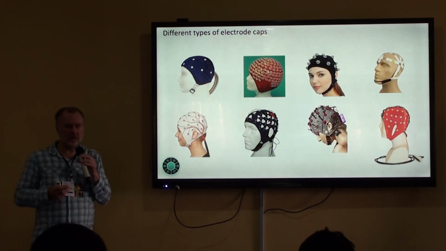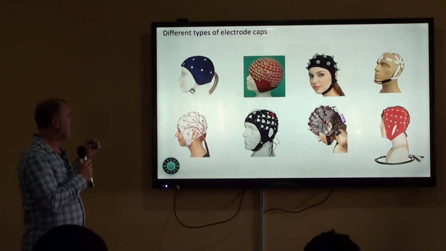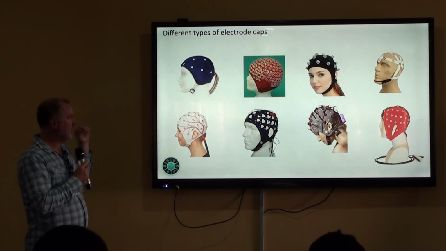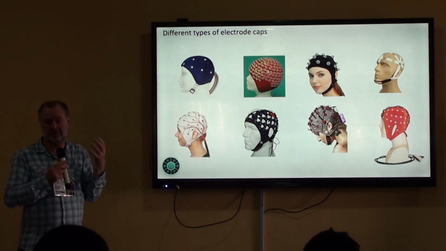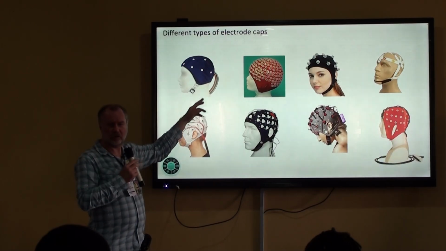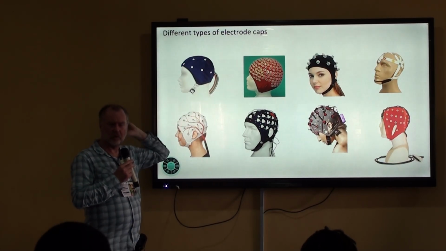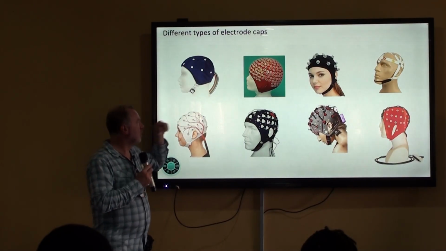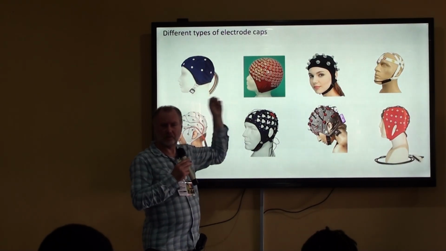So these are some of the electrode caps that are common. They also use different types of material, and each EEG company has their own style. This one is from Electro-Cap International. This is an old-fashioned cap. It often comes with tin electrodes, which are not so stable. This is a system from BioSemi. This is a system that I used during my PhD.